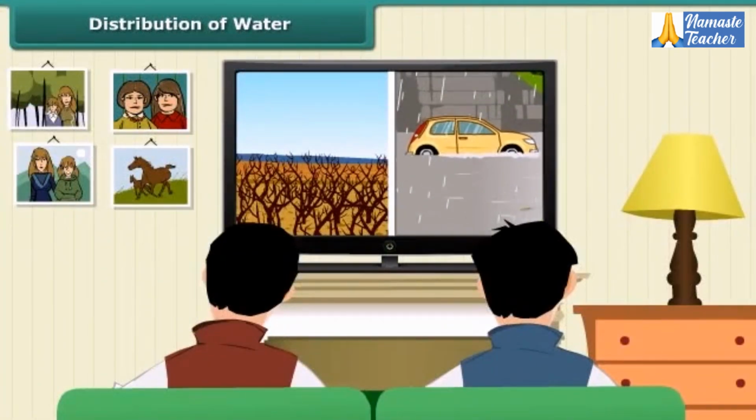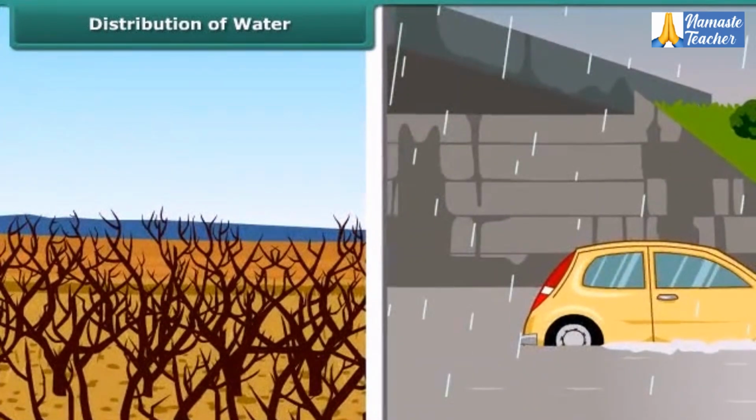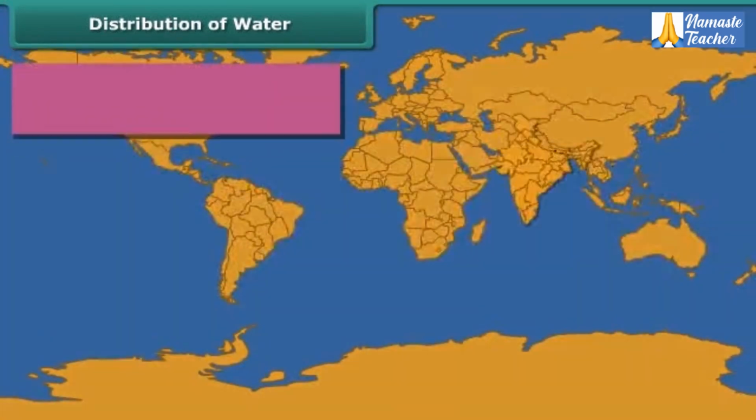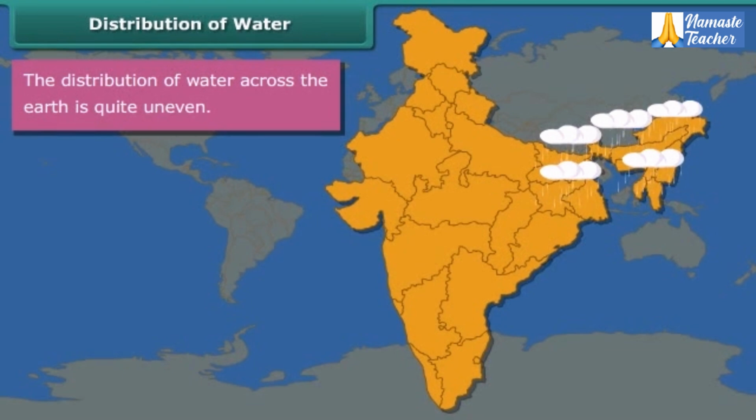You are watching news on TV. Floods are reported in one part of the world. In another part, there is a severe drought. Does it sound strange to you that floods and droughts should occur at the same time? The reason for this strange coexistence is the uneven distribution of water across the countries of the world. Even within a country, water resources are unequally distributed across regions. While there are deserts that receive scanty rainfall, there are humid regions that receive bountiful rainfall.